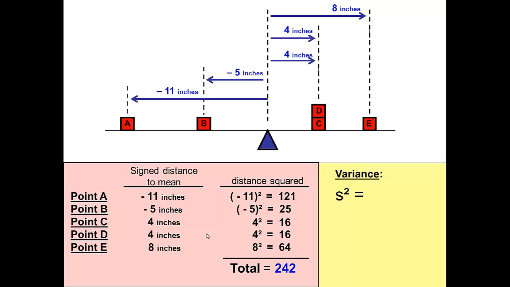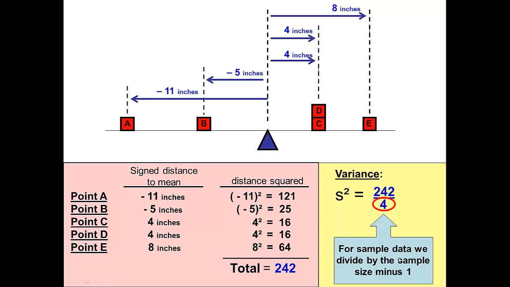The variance is a type of average of the distances. So remember that average doesn't necessarily mean the mean. In this case, we can take the total of the square distances and divide by one less than our sample size.